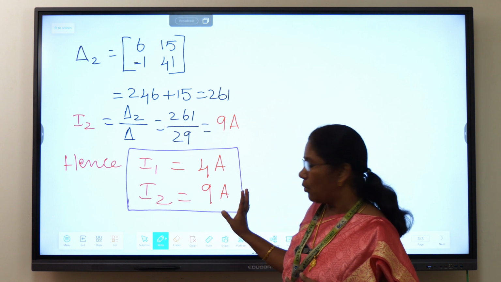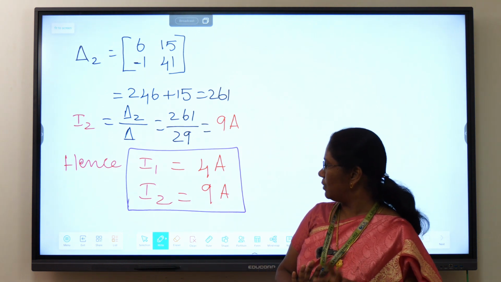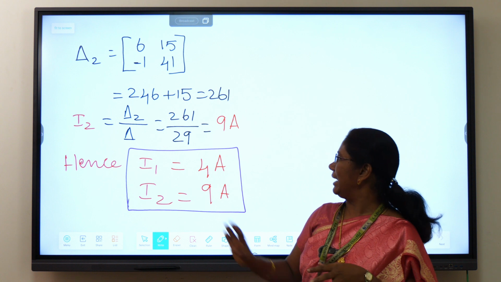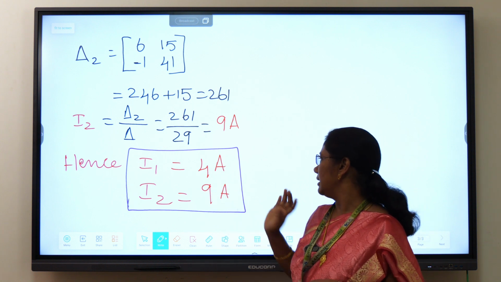So finally we have found the I1 value and I2 value. I1 value is 4 amps, I2 value is 9 amps.